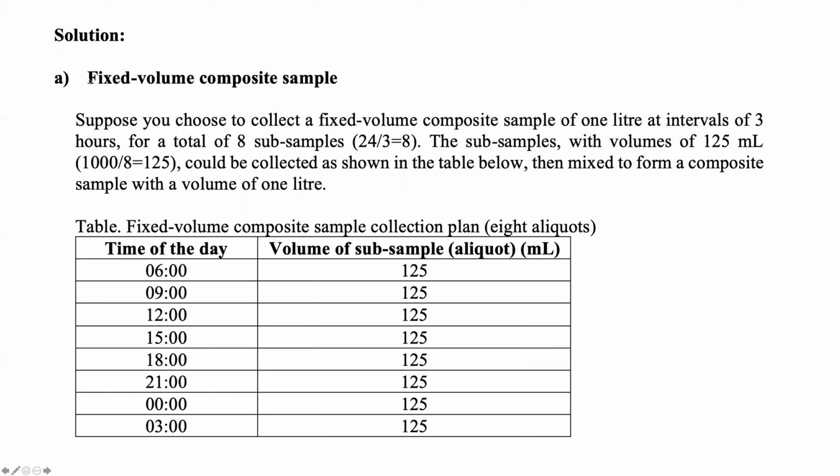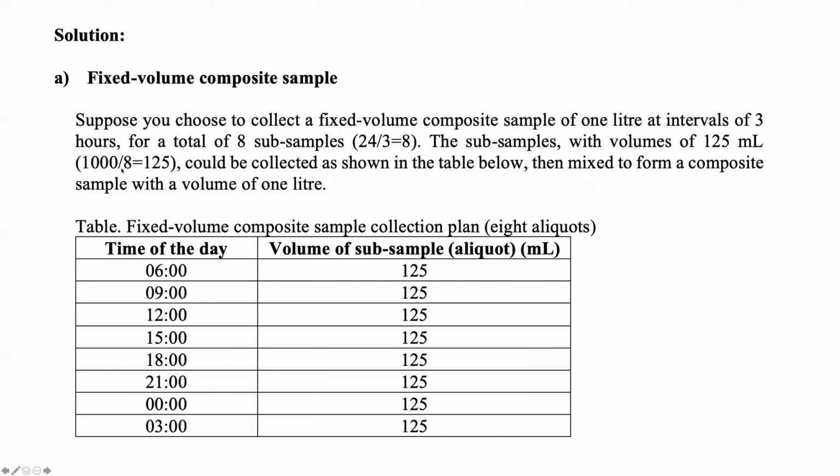Here's the solution. For a fixed volume sample, let's suppose that you choose to collect a fixed volume composite sample of 1 liter, and you've got the following times of the day. Since a fixed volume sample is just the same volume at every interval, you'll just collect 125 milliliters each time every 3 hours. That's a total of 8 subsamples.